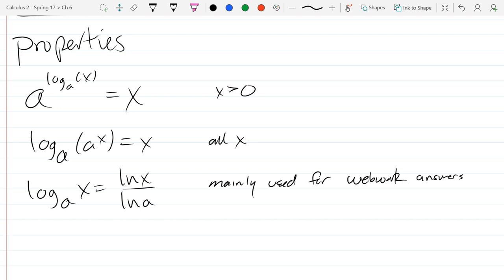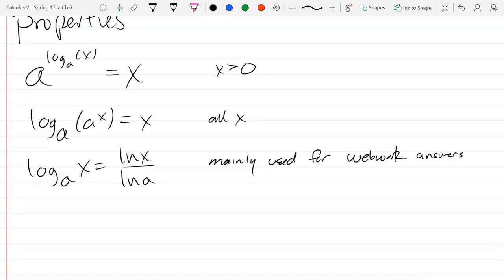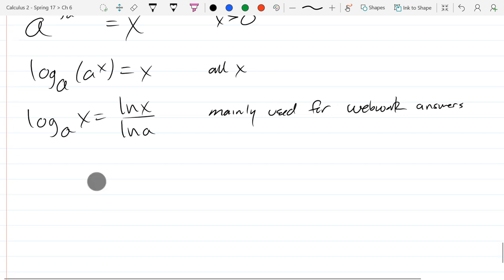We have to be a little careful: our x, the input for log base a, has to be greater than 0. The reason on the second one I don't have to be careful is that raising a to any power is fine as long as your base is positive. Even if x is negative or 0, you don't get 0. A to the x is never equal to 0 for any x value. So that's why you can do all x's.